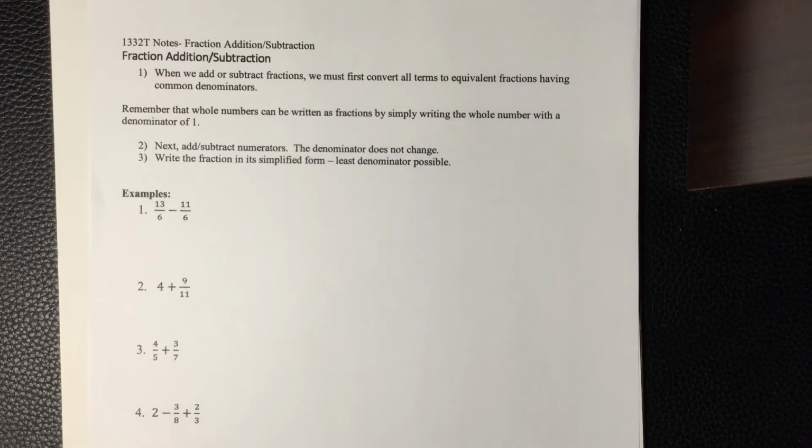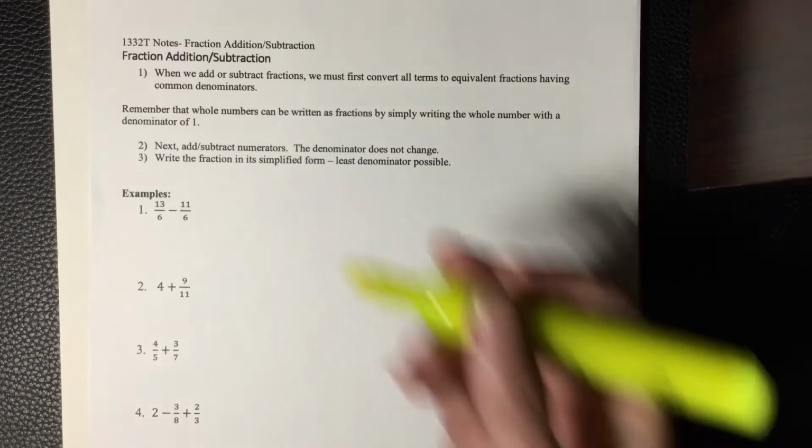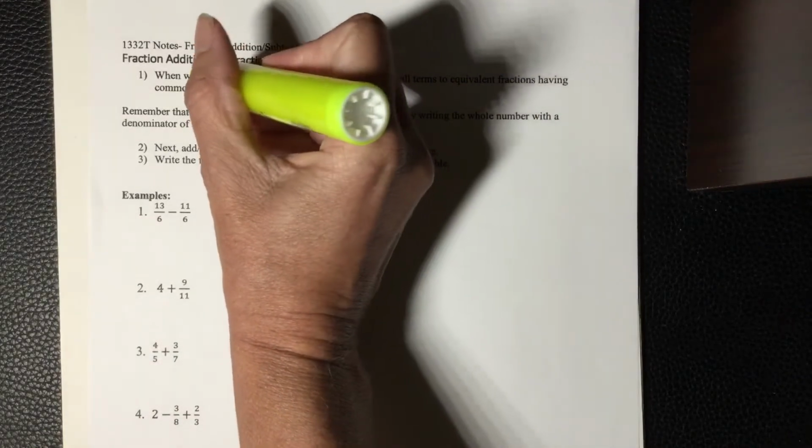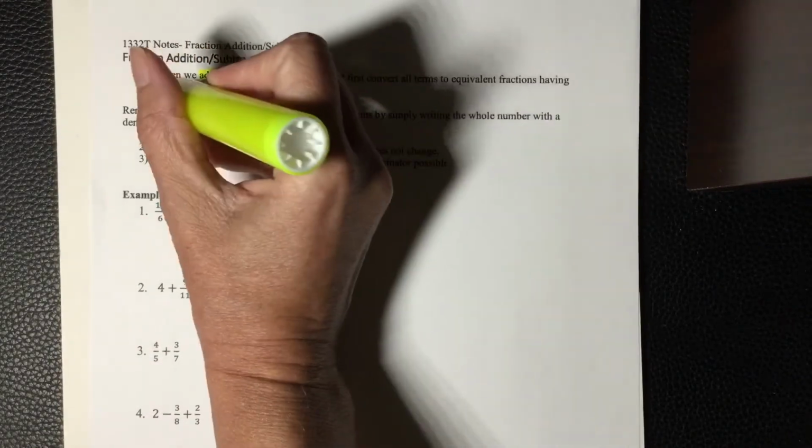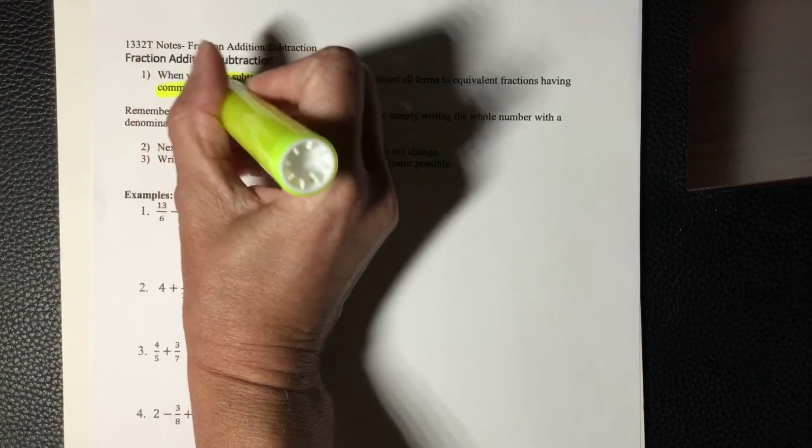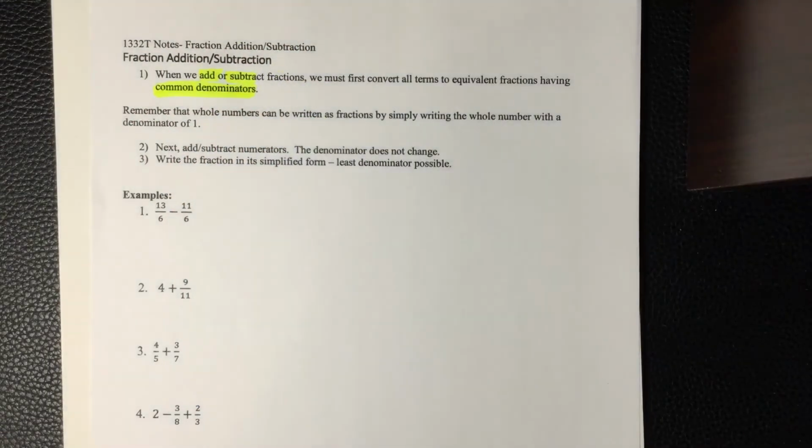So remember, when we are working with fractions, anytime we add or subtract, we do have to have a common denominator. The denominator basically gives us the size of the piece that we're looking at, and so in order to add and subtract, we need pieces that are the same size.